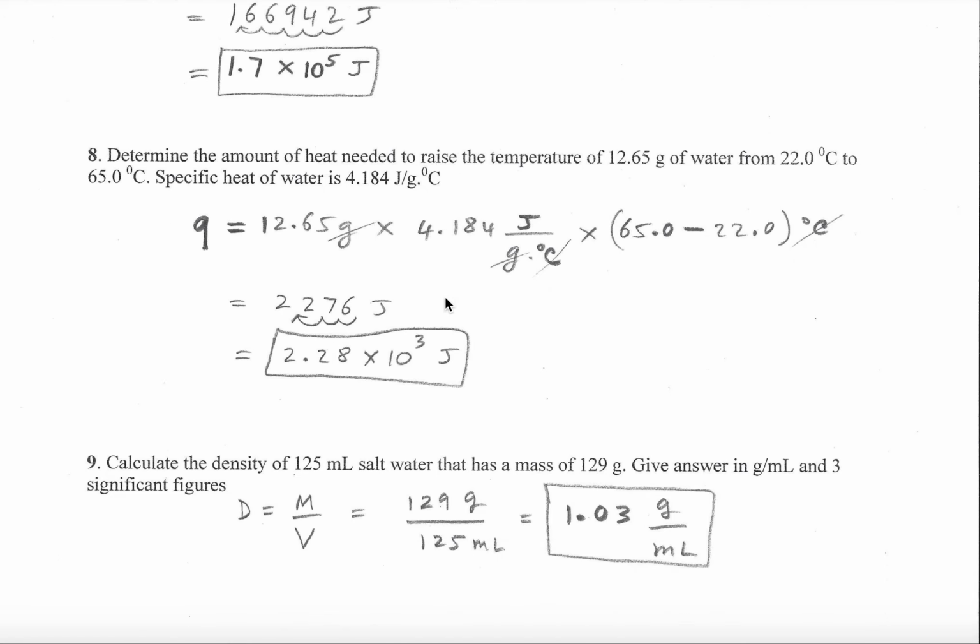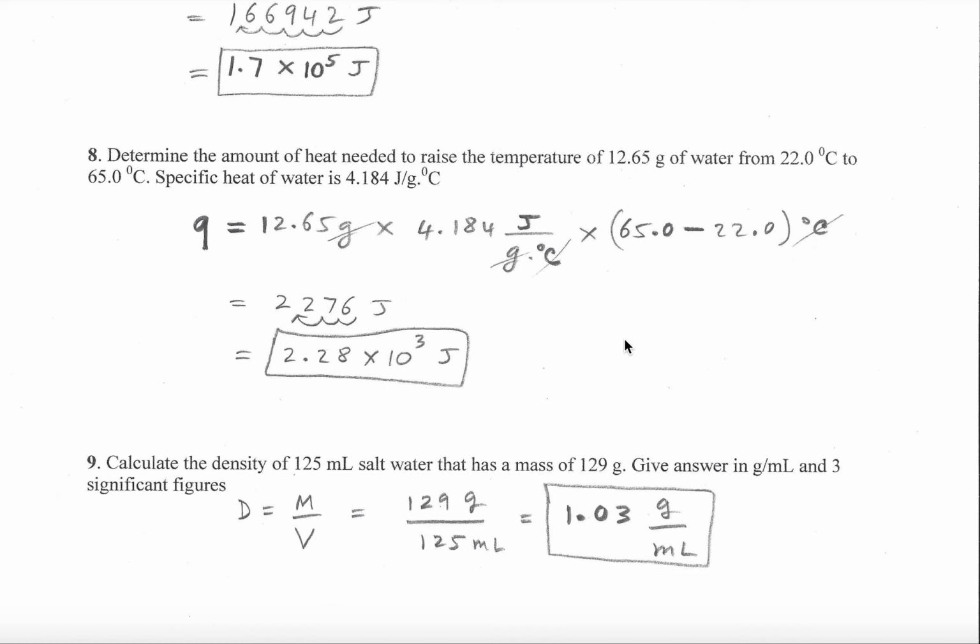Okay. And in this case, similar question. You got the mass, same formula again, times C is given. Gram cancels out, Celsius cancels out, end up with joule. That's exactly what we're looking for. Going from 22 to 65, 65 minus 22 gives us the difference in temperature. Take that, multiply it by 4.184, multiply it by 12.65.